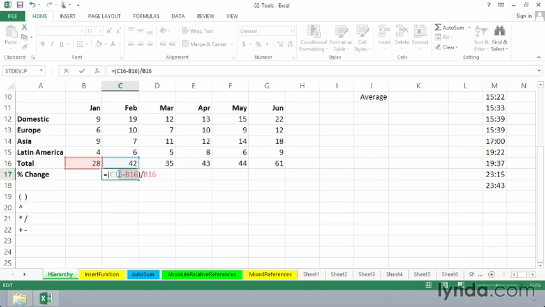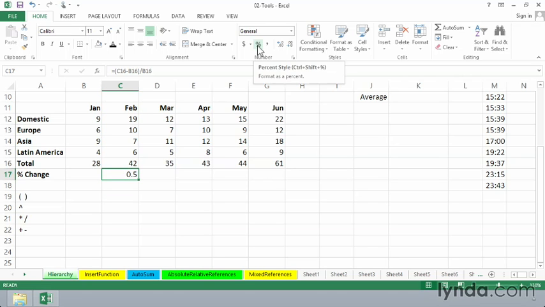Everything within the parentheses is done left to right. So now the calculation will be such that we will subtract the 2, then take that result and divide by our starting value. And the answer 0.5 is correct. Most of us would then click the percent button on the Home tab to display it as 50%.